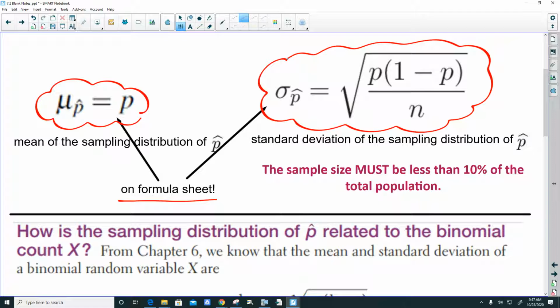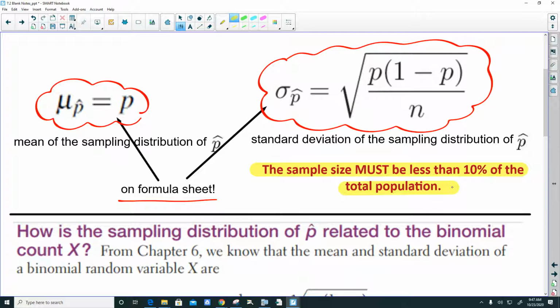But one thing that you want to keep in mind before we flip to the formula sheet is that anytime we're talking about finding the spread, and standard deviation is a measure of spread, you have to make sure that the 10% condition has been met. Otherwise, we're violating independence. Because most of the time when we're drawing these samples, we are not replacing each selection in between drawing out the next one.